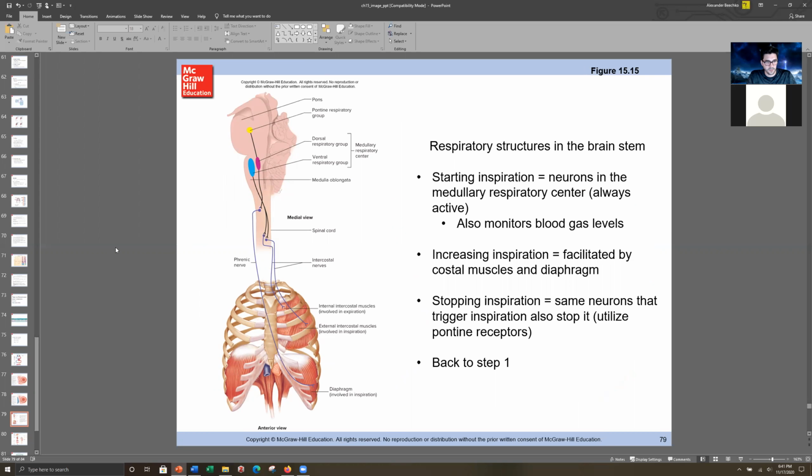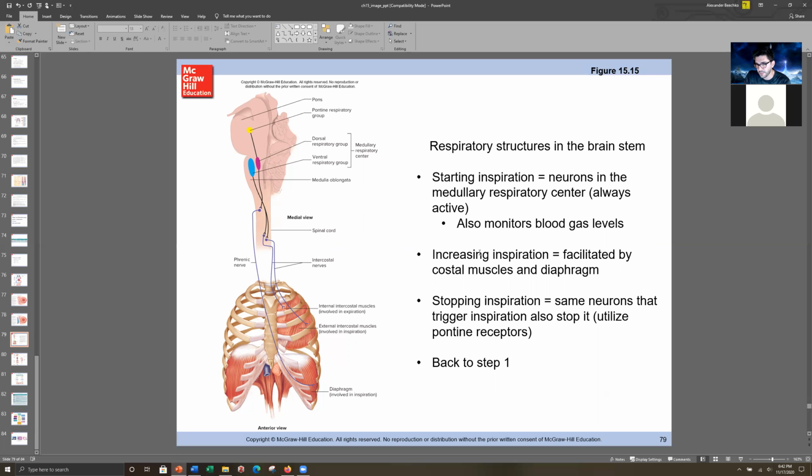Okay, so very briefly, we're almost done here. We have several different centers within our brain and in our central nervous system that control things like breathing behavior. We have respiratory structures within the brainstem that control breathing. Starting inspiration: neurons in the medullary respiratory center that are always active monitor the start of the inspiratory part of our respiratory cycle. These also monitor blood gas levels. We have chemoreceptors that determine whether we need to increase or decrease our breathing pattern to accommodate things like increased levels of carbon dioxide within our blood.